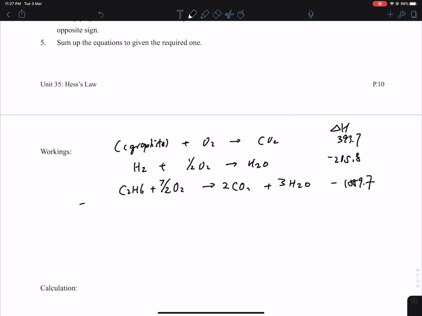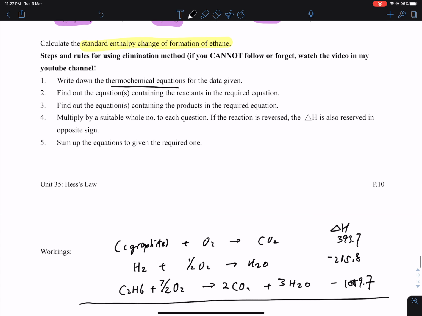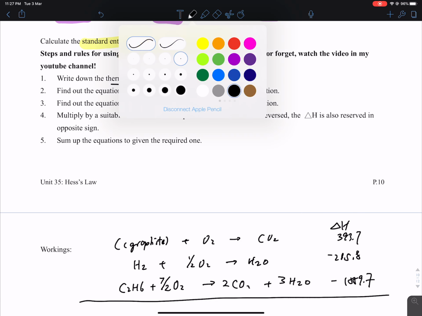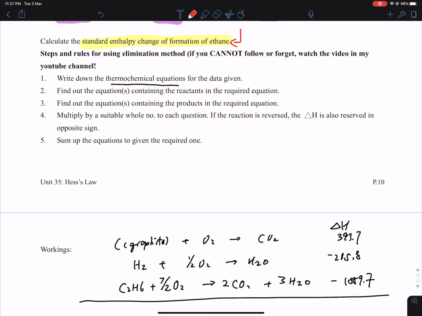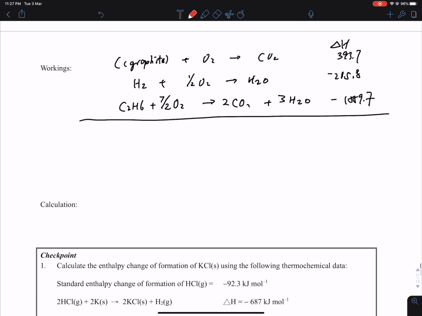Okay, alright, so these are the thermochemical equations from the numerical data given. So what are we going to calculate? What is the target? The target is shown over here. We need to calculate the formation of ethane. So how can we write the enthalpy change of formation of ethane? Ethane is C2H6. It forms from its constituent elements, that means carbon and then hydrogen. So we need 3 hydrogen, 2 carbon, and the enthalpy change of formation of ethane is for 1 mole of ethane. According to the definition, 1 mole of substance is formed from its constituent elements at standard states under standard conditions.